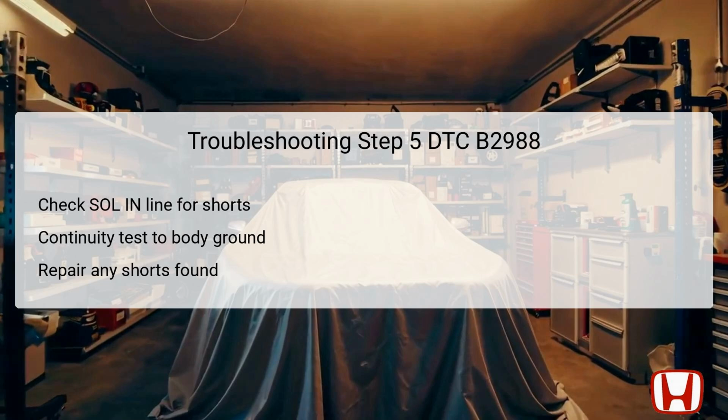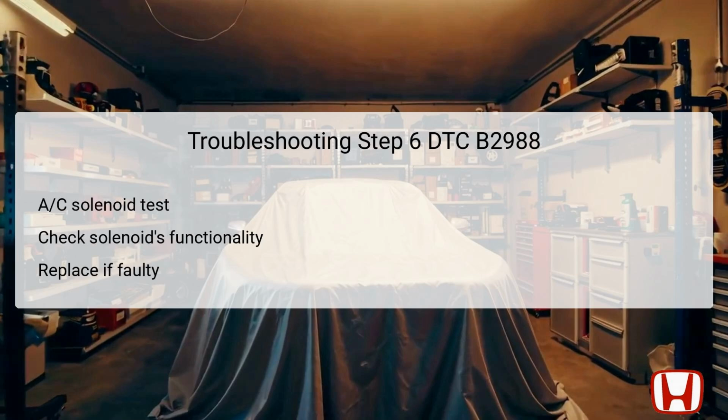If continuity is found, this indicates that there is a short in the wiring of the SOL IN line, which poses a risk for the AC system's proper functioning and must be repaired without delay to restore system integrity. A lack of continuity suggests that the SOL IN wire is functioning as expected, allowing the technician to proceed to check the final components of the system. Thorough investigation and correction of any wiring issues are vital to avoid recurring DTC issues.